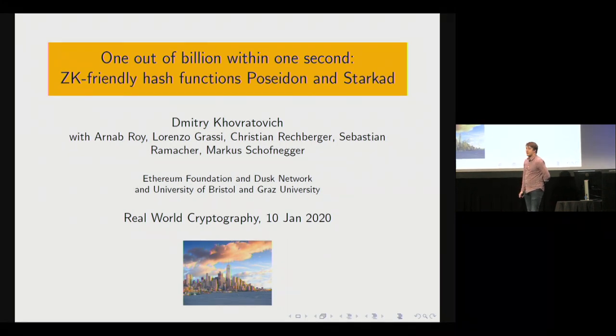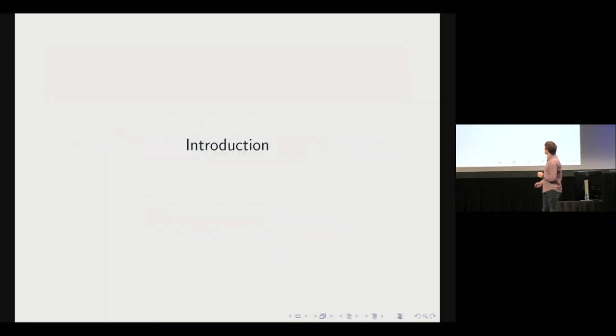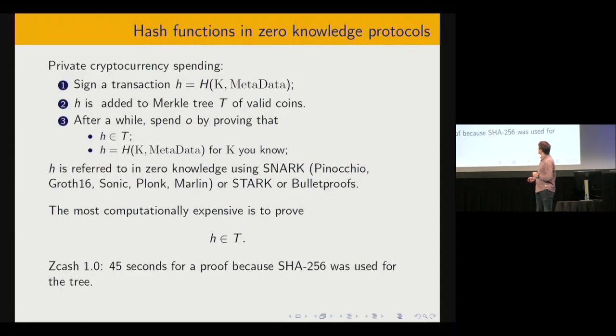So this is about how we build hash functions that allow very fast set inclusion proofs, but not only set inclusion proof, also other stuff. Okay, so why do we need different hash functions for zero knowledge? So first, a bit of an example.